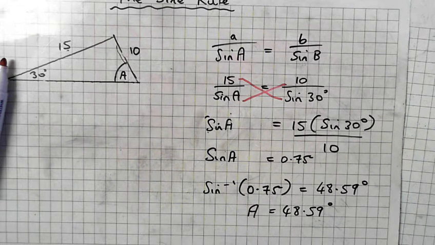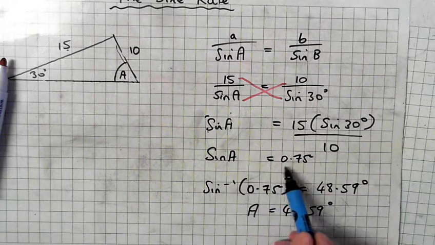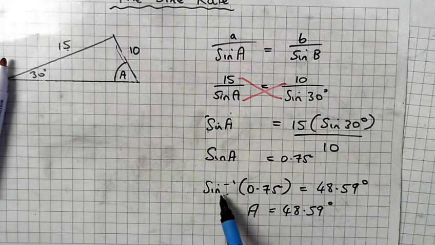Alright, I used exactly the same method, but at the end I ended up with sine A equal to 0.75, and then just use the sine inverse. So always use sine inverse to find the angle. Alright.